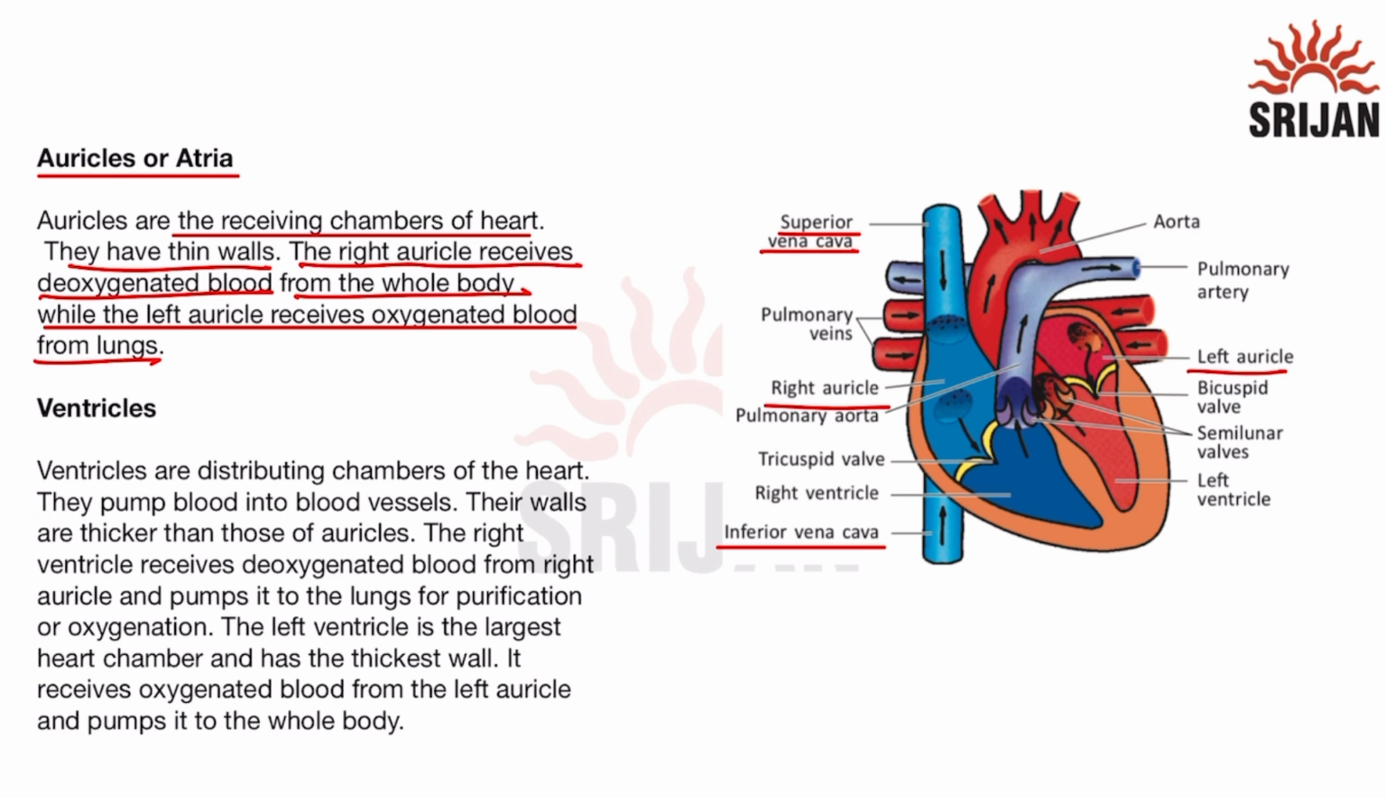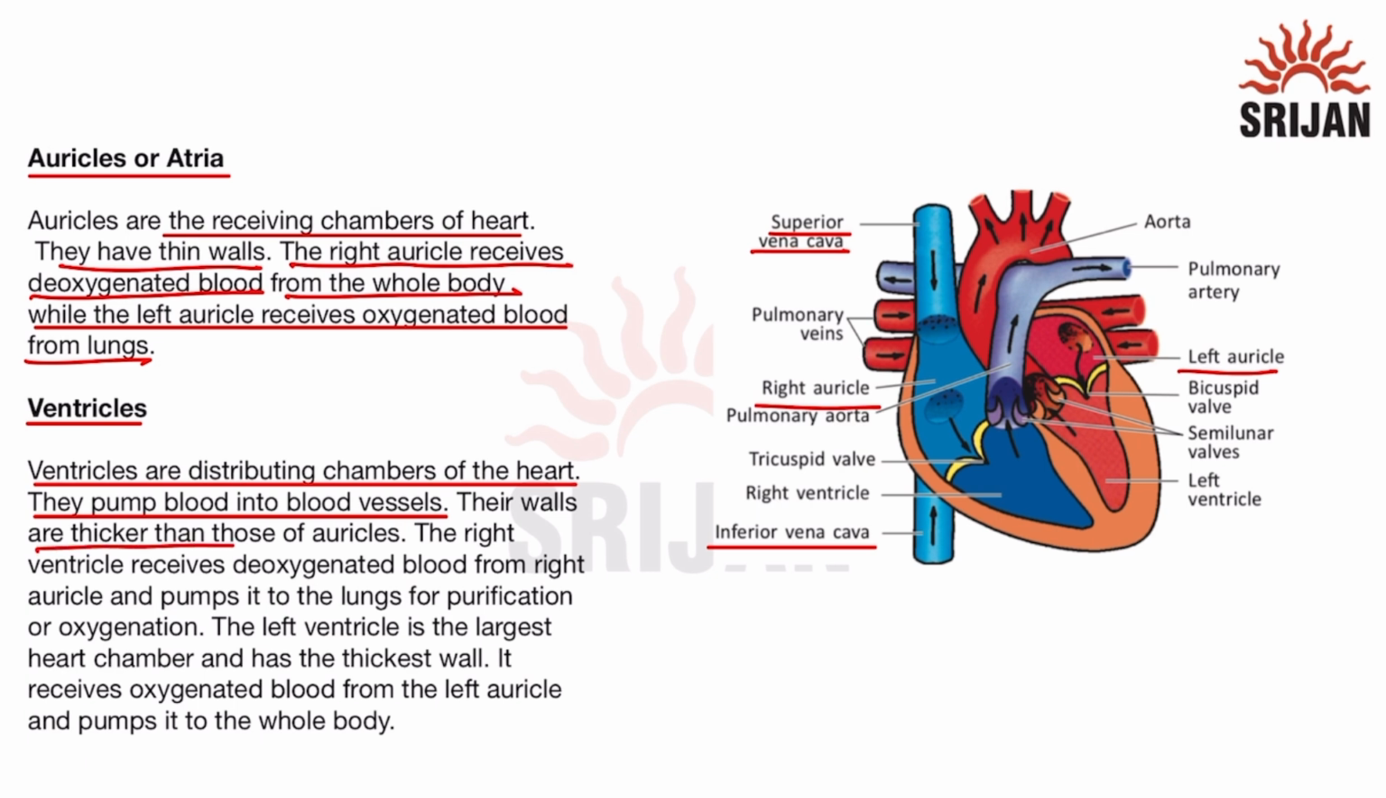Now let us read about ventricles. Ventricles are the distributing chambers of the body. They pump blood into the blood vessels. So ventricles are known as the distributing chambers as they pump blood into the blood vessels. Their walls are thicker than those of auricles. The walls of the ventricle are thick because the ventricles have the function to pump the blood into the blood vessels.